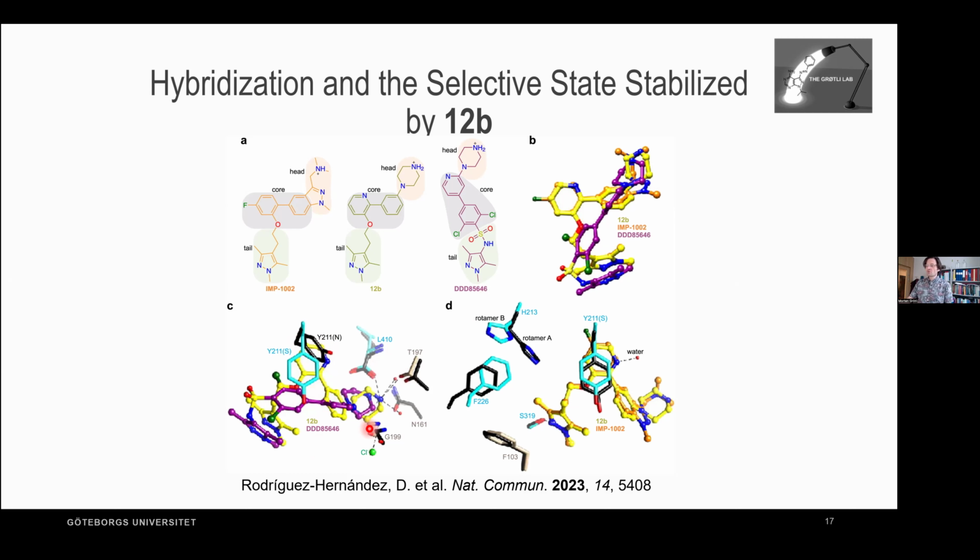The other thing you should notice is that although both have a similar head group, it's only our compound 12B that seems to make these key interactions with the neighboring amino acid side chains, while this compound, the DDD 85646, does not position the nitrogen in the right position and is therefore lacking these interactions. Again, pointing out that these head group interactions could be really important for selectivity.